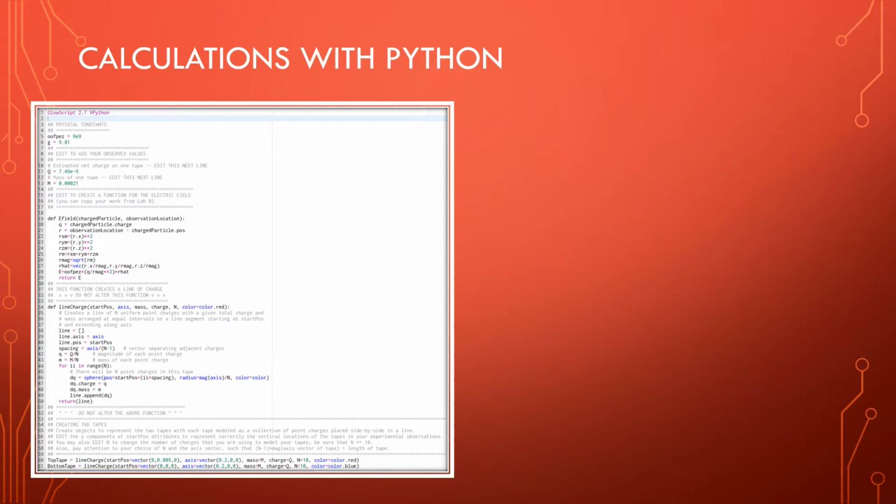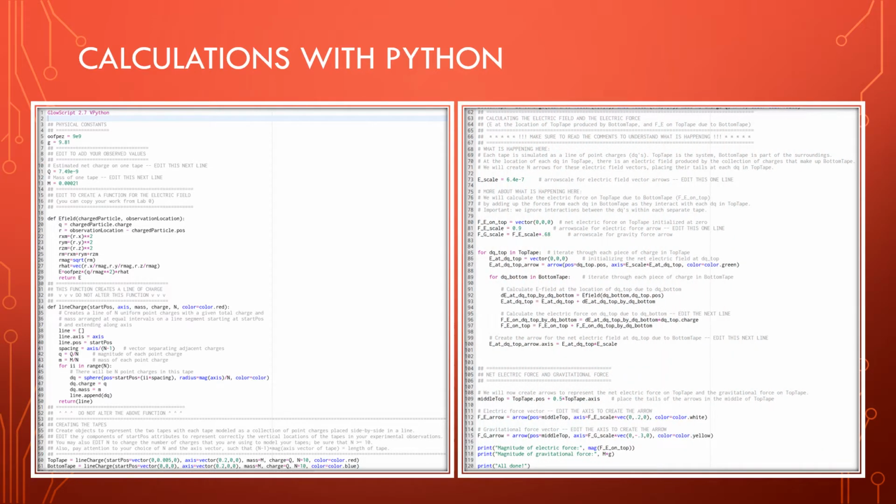Then, to visually represent the line charges on the top and bottom tapes, I entered two vector quantities that showed their separation distance. To visually represent the electric field vector, I tested quantities until I found a scale that produced an arrow of similar magnitude to that of the electric force vector. Next, calculations for electric field and electric force were calculated. Electric force on the top tape due to the bottom tape was determined by adding up the forces from each dq, or iteration length, in the bottom tape as it interacted with the top tape.